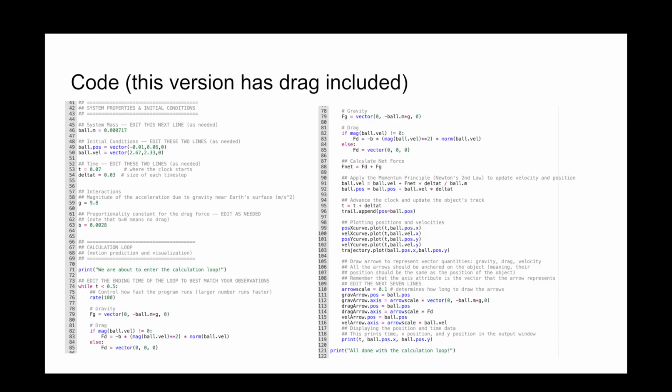So this is my code. This version has drag included. As you can see, b equals 0.0028. And in the version with just gravity and no drag, b would equal just 0. And then on the right, you can see FG is listed, FD is calculated, and under that, FNet is the addition of FD and FG.